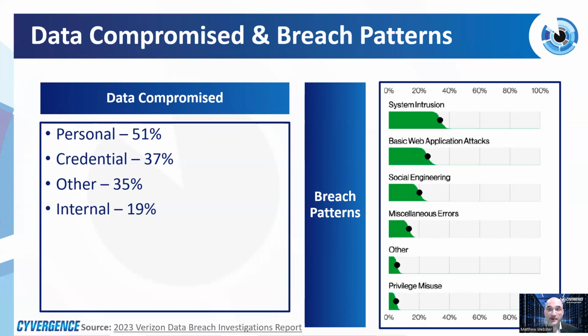But you're looking at the breach patterns. Typically, what you're seeing over here is there's a system intrusion that's a little under 40%. Let's call it 35%. Basic web application attacks are fairly common as well. They're above 20% for sure. Social engineering is hovering around 20%, maybe slightly less. And then, of course, miscellaneous errors. These are people making mistakes. Maybe they didn't secure something properly from an IT standpoint, or maybe somebody sent out some information that wasn't supposed to be sent out. Those are very common types of problems within healthcare organizations.